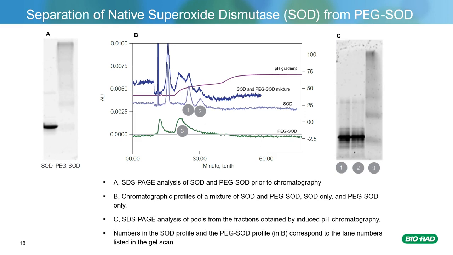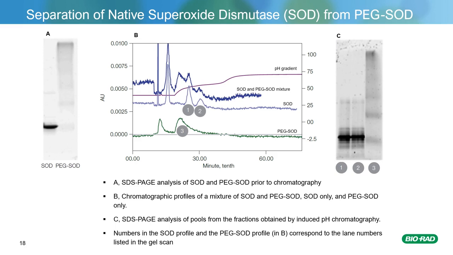To demonstrate the effectiveness of the on-column pH-induced method, a 1-to-1 mixture of native SOD and PEG SOD was applied to the column. As shown in the figure, a pH-induced gradient resolved the mixture into 3 distinct peaks, each corresponding to their respective positions as identified by chromatography of SOD and PEG SOD separately.